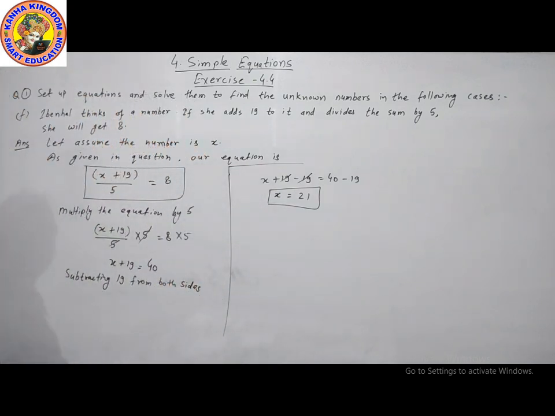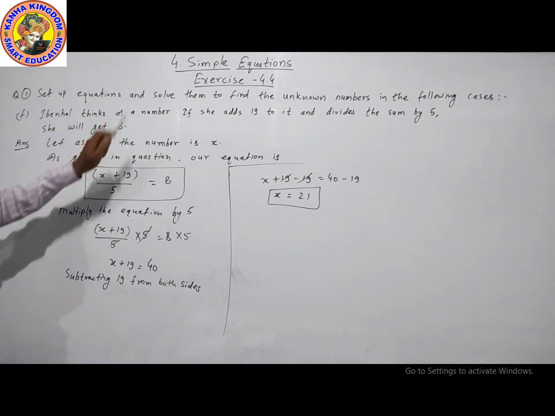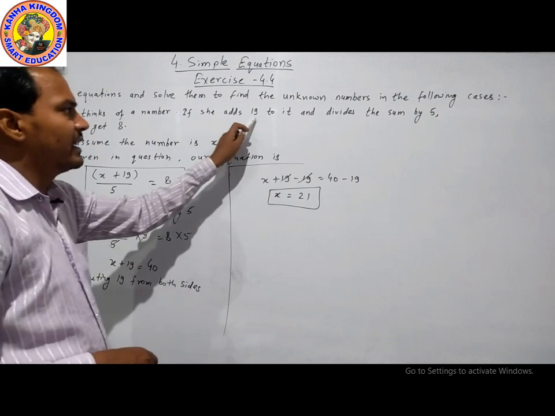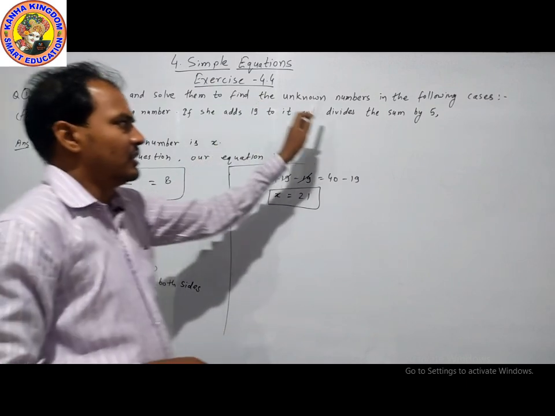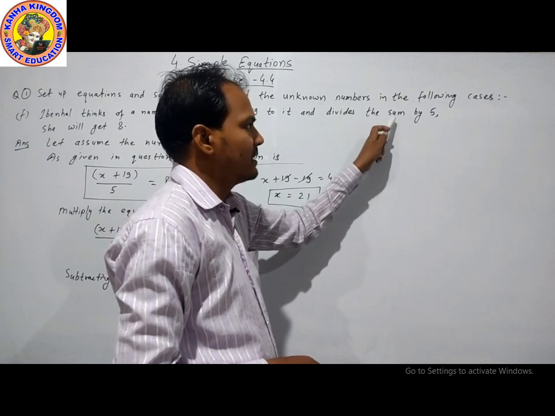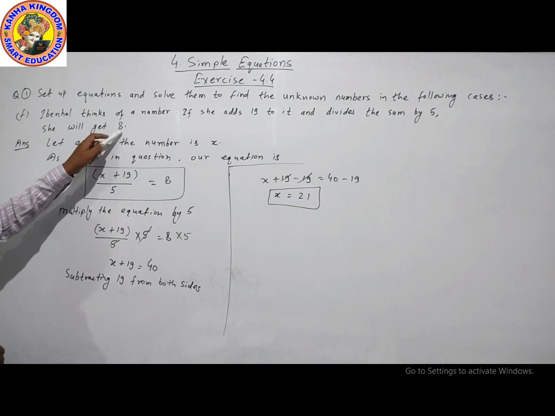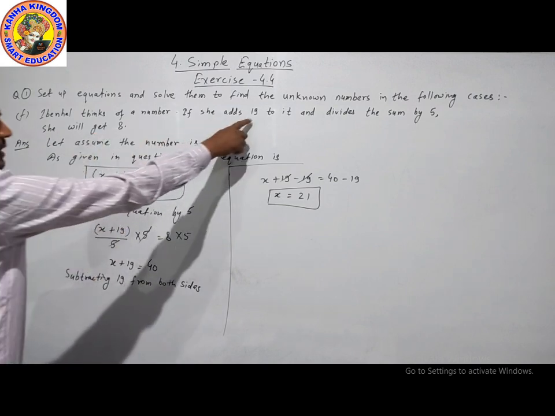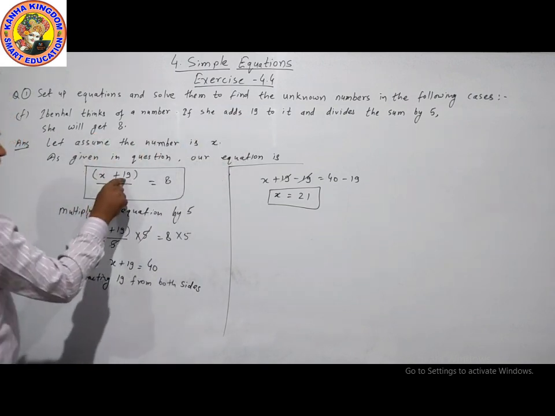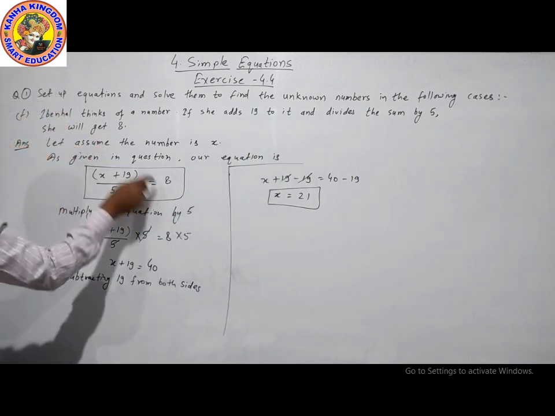Let us begin from this question. Ebenhal thinks of a number. Let us assume the number is x. She adds 19, x plus 19. Divide the sum by 5. X plus 19 divided by 5. She will get 8, means equal to 8. x plus 19 divided by 5 equals 8.